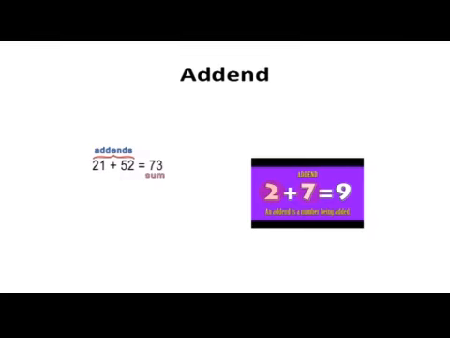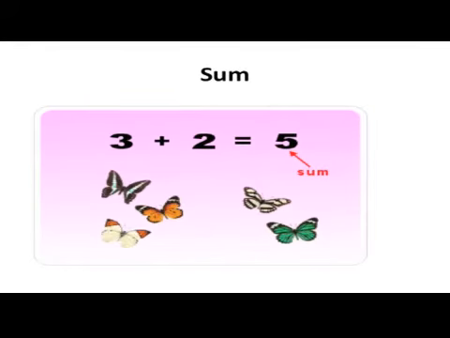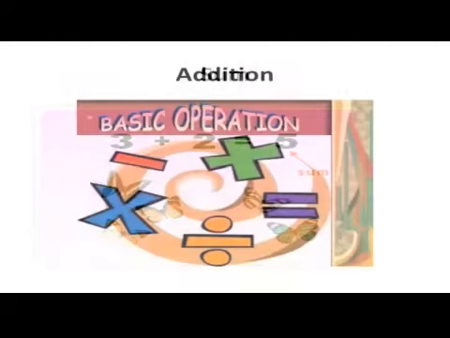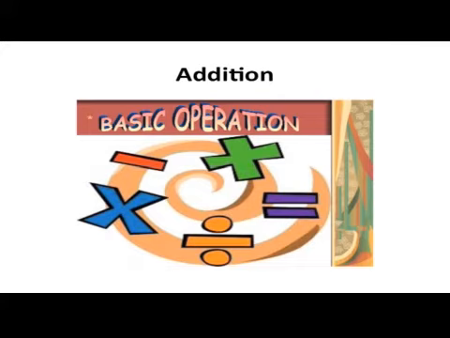Now we know that in the problem of addition, each one of the numbers to be added is called an addend and the result of addition is called their sum. By the following steps, you can get a clear idea about addition.